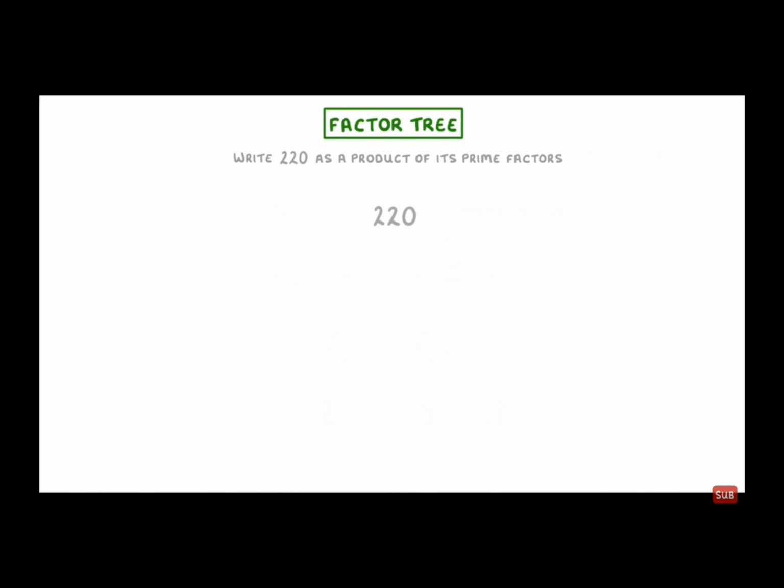Now, one thing to clarify here is that it doesn't actually matter which way you factorize it. You'll always end up with the same prime factors. For example, we could have split the 220 into 10 and 22, then split the 10 into 5 and 2, and split the 22 into 2 and 11. We'd still have ended up with 2, 2, 5, and 11 as our prime factors. So don't worry about which way you factorize it. As long as each time you're making a correct factor pair, then you'll end up with the same answer at the end.